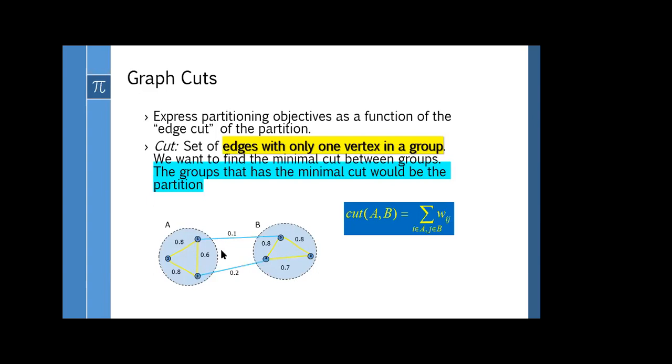In my toy example, the cut is 0.1 plus 0.2, which is just 0.3, and it is definitely less than any weight within a group, within these triangles. That is my toy example, just to be obvious. I mean, my example should be obvious, right?